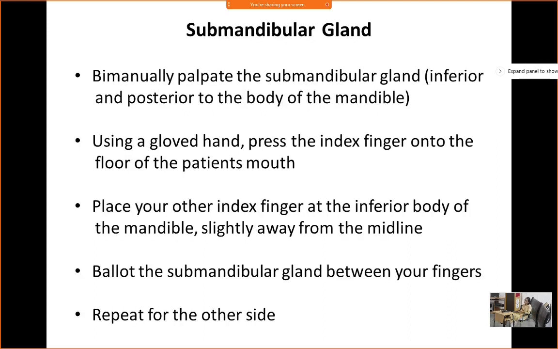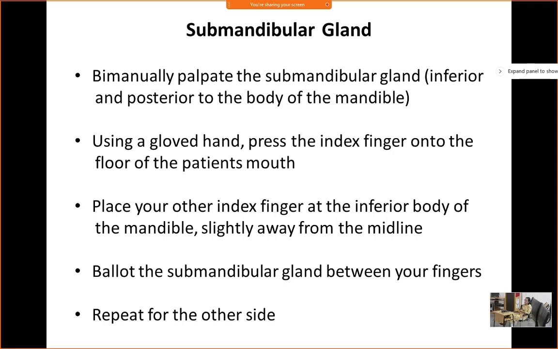Next is your submandibular gland. This should be palpated bimanually. Remember the word I use, bimanually. That means you have to use both your hands. So bimanual palpation of the submandibular gland, which lies inferior and posterior to the body of the mandible. This is the exact location where you're going to palpate for the submandibular gland.